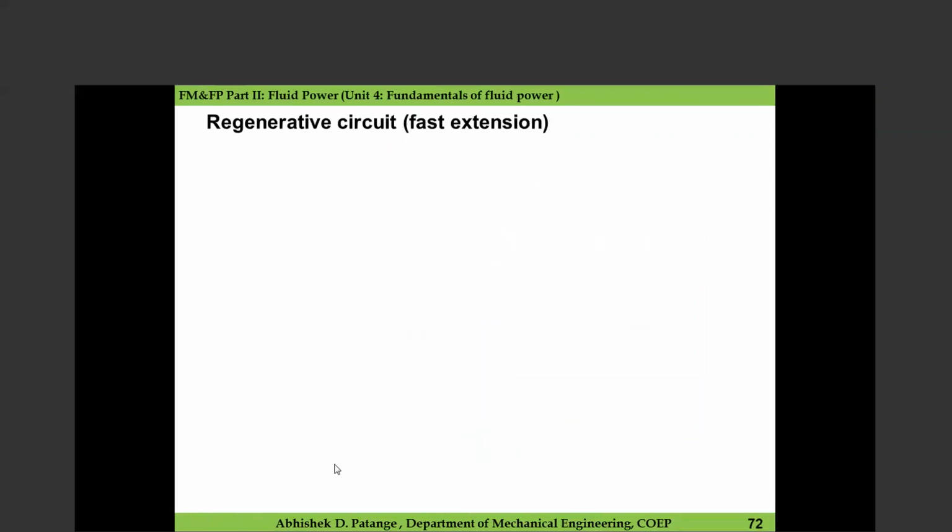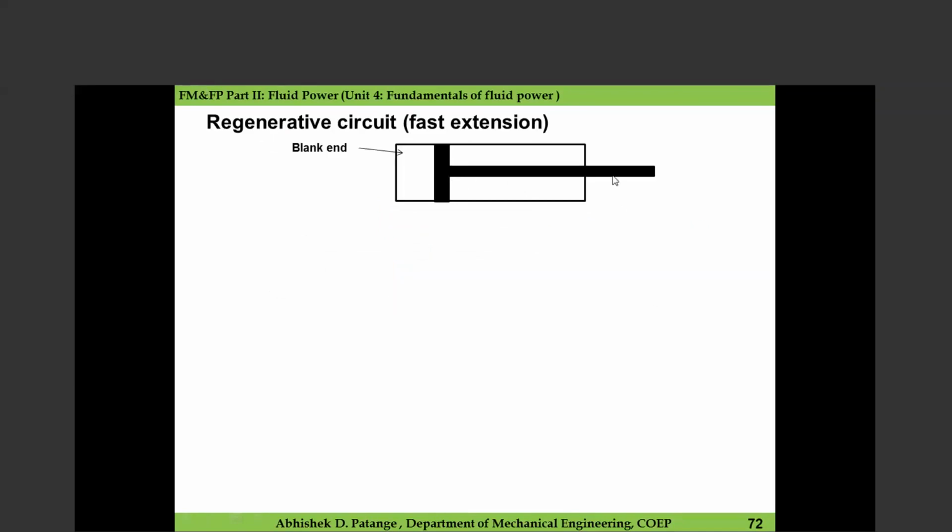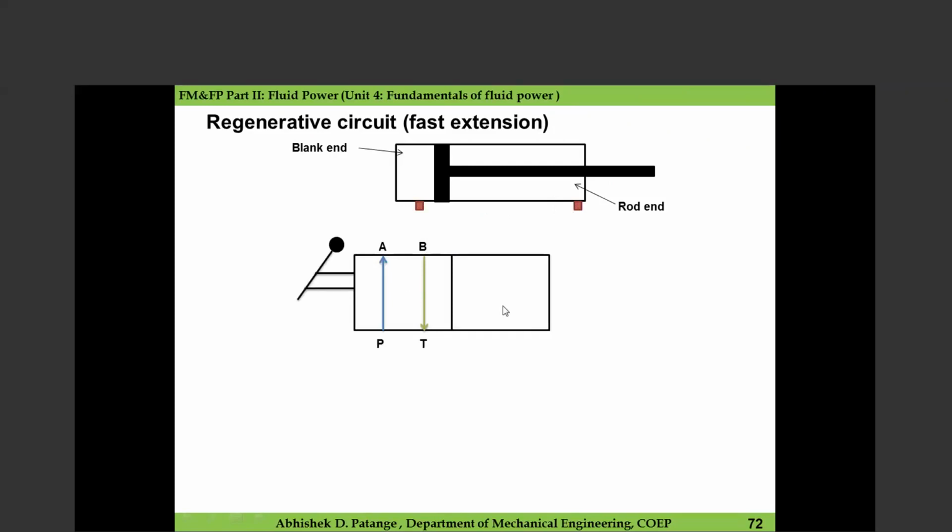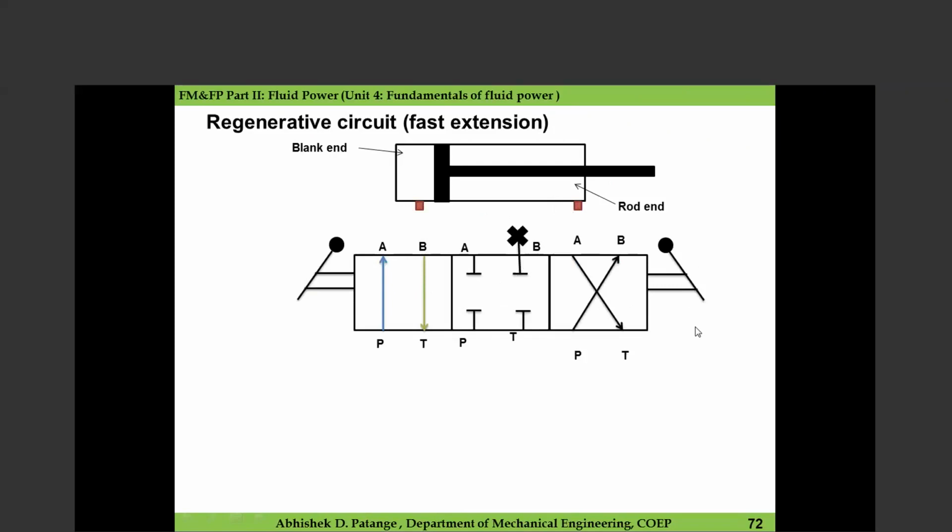Now we will try to understand the regenerative circuit for fast extension. This is the cylinder with the piston, blank end, the connecting rod, and the rod end area. We have two ports, one at the blank end and another at the rod end. Then we have the first switching position and its hand lever, the second switching position with port B blocked, and the third switching position with the second hand lever and the two springs. Then we have the pump and a pressure relief valve.